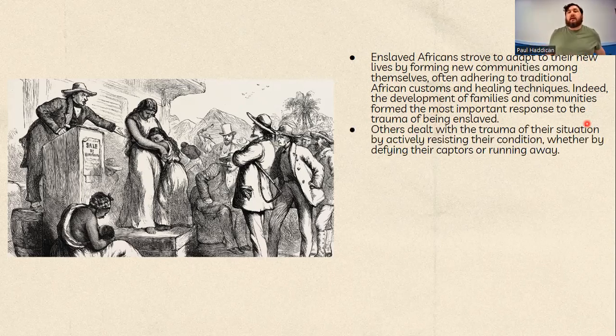Other Africans will deal with their trauma by actively trying to resist their condition. And so you can resist in subtle and not so subtle ways, right? A not so subtle way would be leading an armed revolt or violently reacting against your slave owner. A subtle way would be feigned ignorance. So making the captors, who already think that you're dumb and can't comprehend anything, playing into that actively, right?